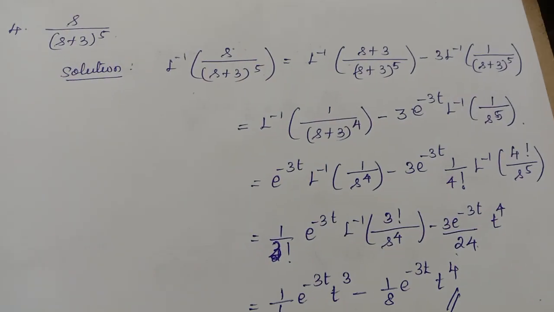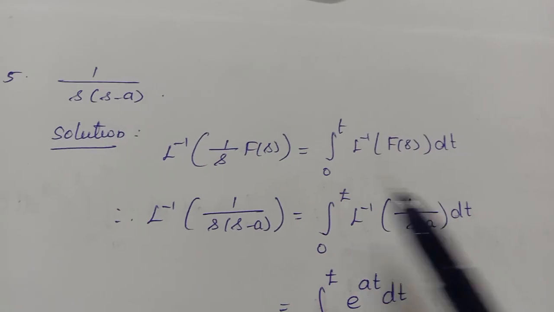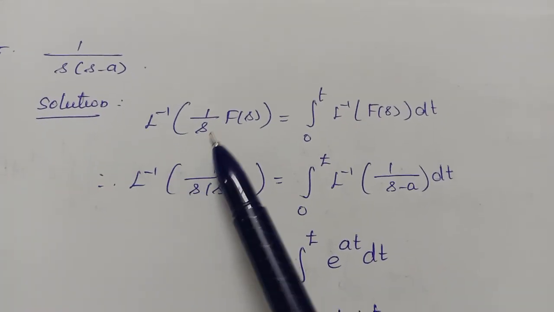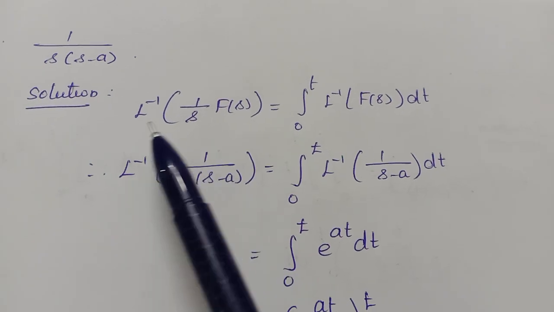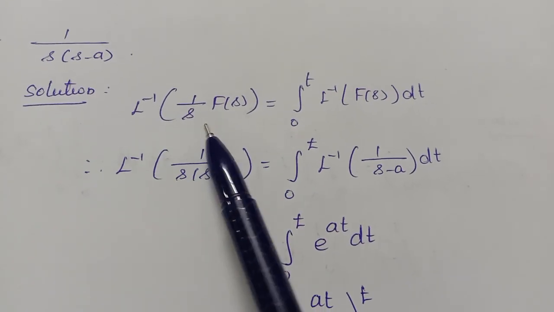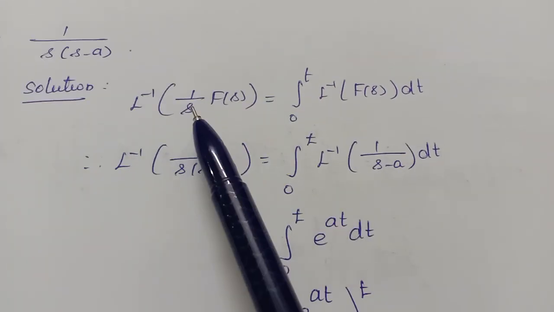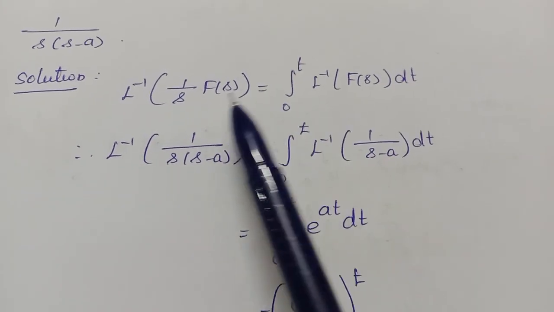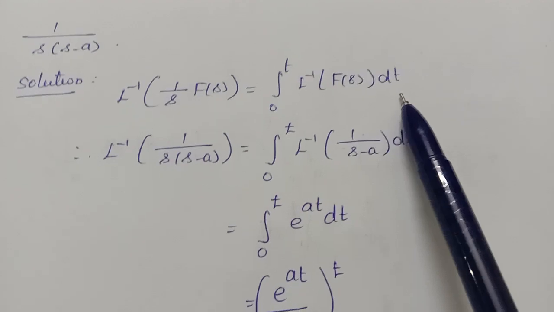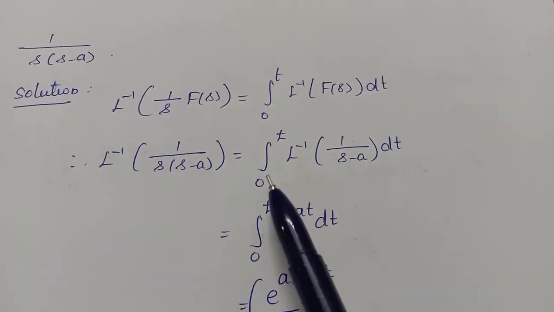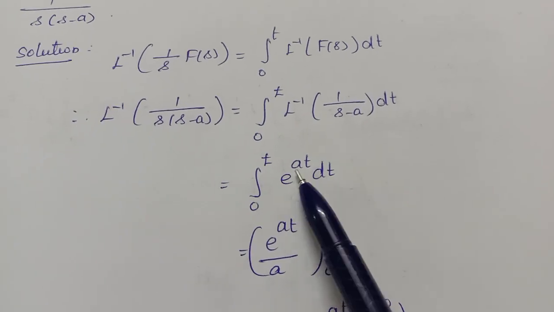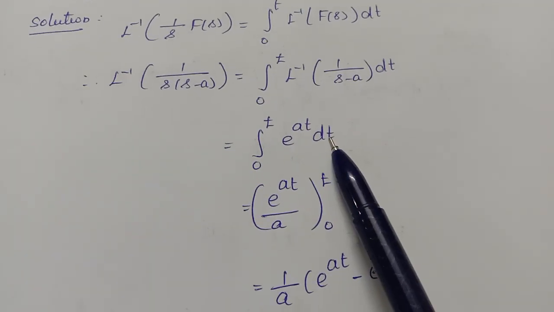Okay, then next problem. 1 by s into (s minus a). See, whenever you have 1 by s, that is s in the denominator, inverse Laplace is given by integral 0 to t. That is, if you have s in the denominator, it is integration 0 to t of L inverse of only this f of s into dt. So it's equal to integral 0 to t of L inverse of 1 by (s minus a) into dt. But this is nothing but e power at. So e power at into dt.